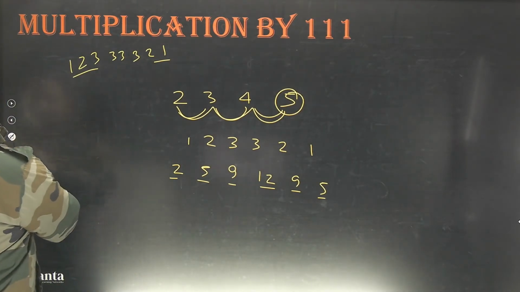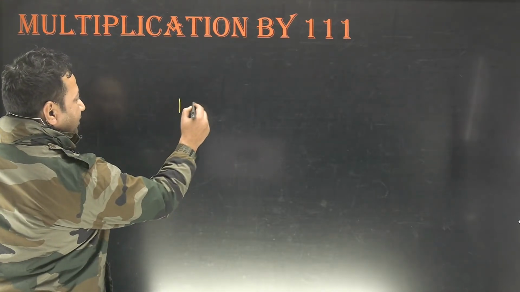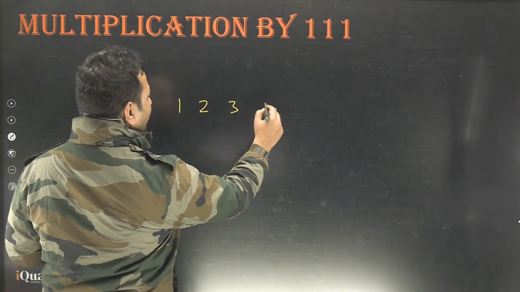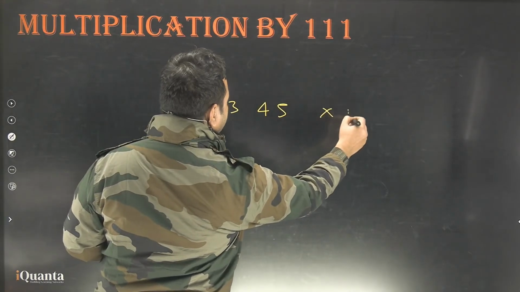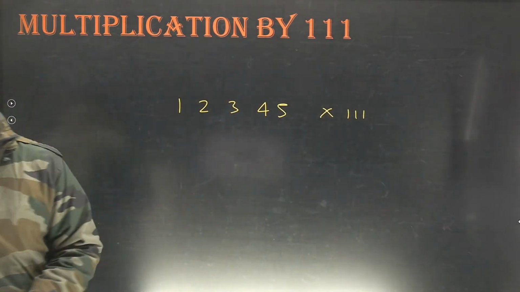And this time you will be telling me the answer. 1, 2, 3, 4, 5. You need to multiply by 1, 1, 1. Now you tell me what the answer will be. Come on.